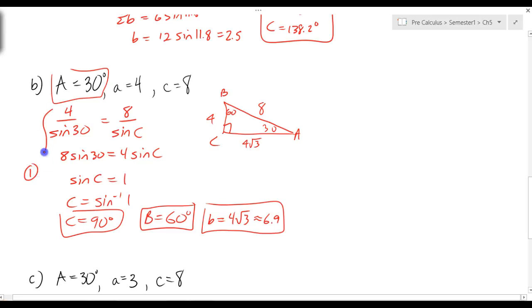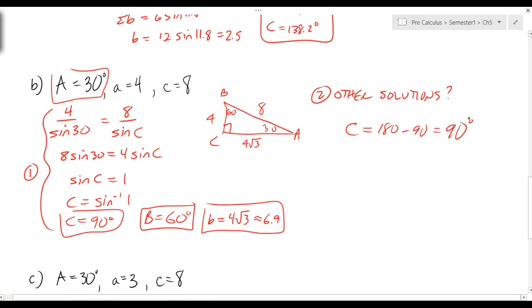So that's step 1. Now step 2, are there other solutions? Let's check. If we take the supplement of angle C, the first angle that we found using law of sines, what if C was equal to 180 minus 90? That is 90. Well, we see that we get the same answer. So if angle C is the same, angle B is also going to be the same, and side B will be the same. So there is only one solution.